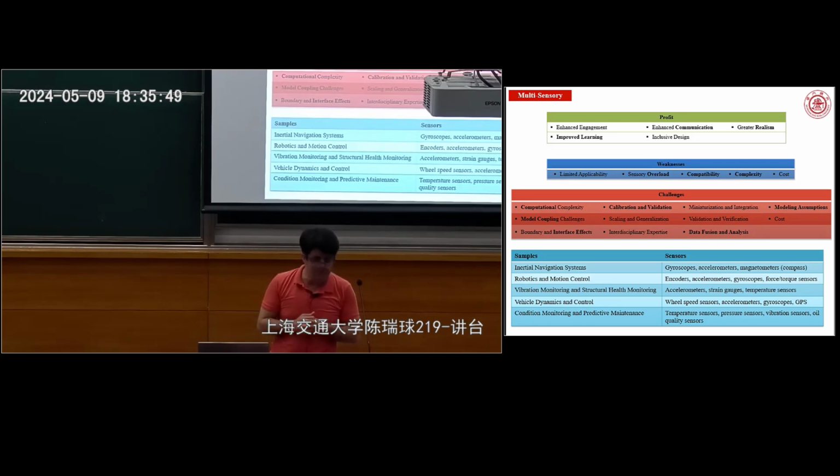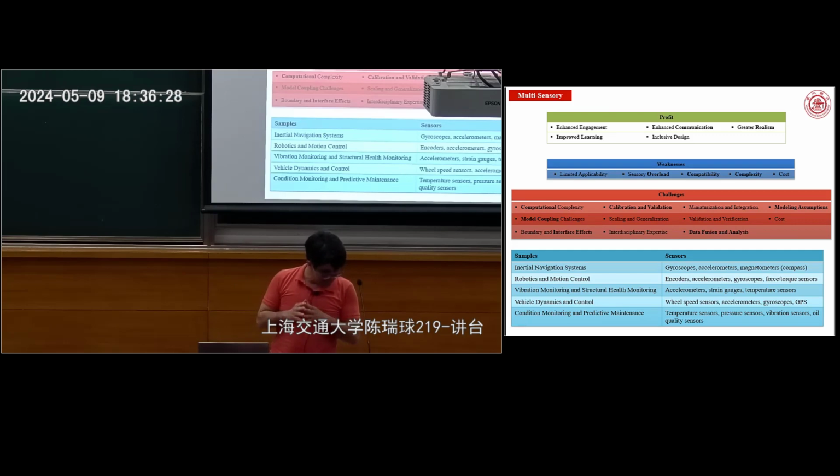What are the weaknesses in multisensory when you want to use some variables or different sensors at the same time but separately? For example, overload. Compatibility is the other challenge or maybe limitation for you, or complexity and cost. About the challenges, calibration and validation are the first items you have to do well if you want to have exact data or the best data.